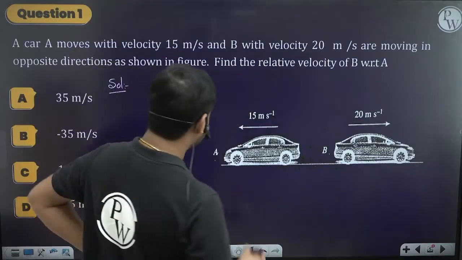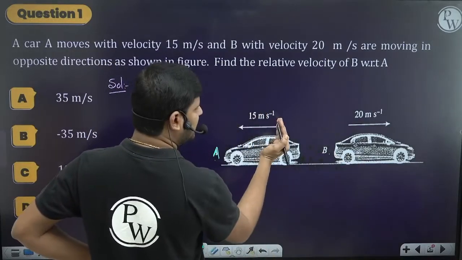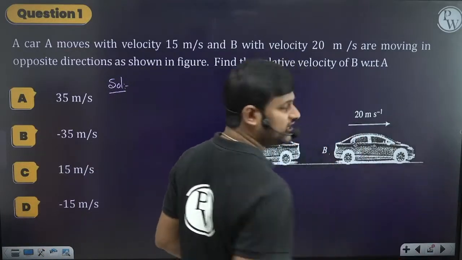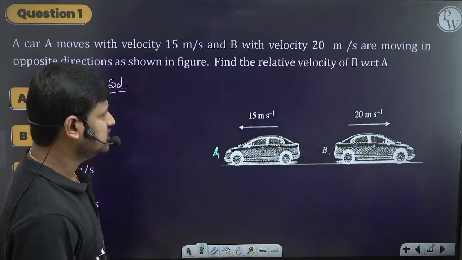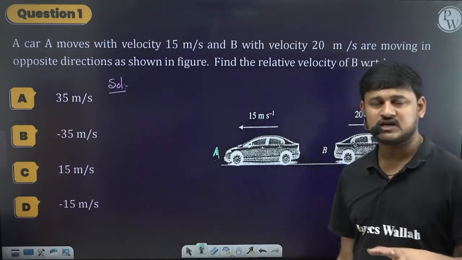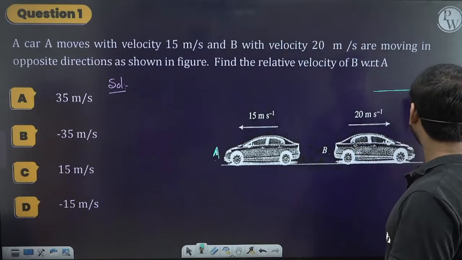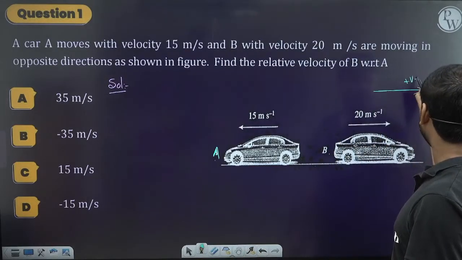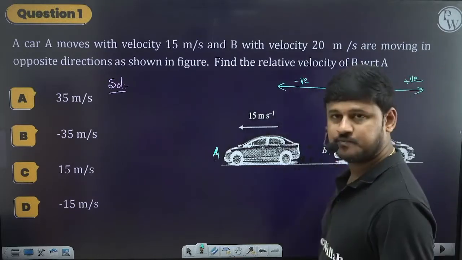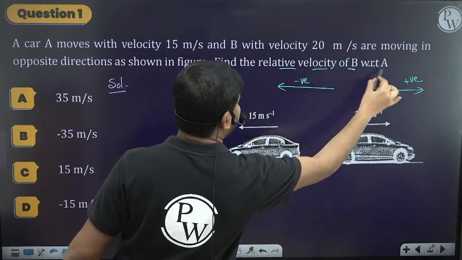First see here, this is the car A and this is the car B. Car A is moving 15 meter per second to the left, car B is moving 20 meter per second to the right. First thing, velocity is a vector quantity. The sign convention is also important, so towards right I am taking positive, and the opposite direction obviously will be negative.